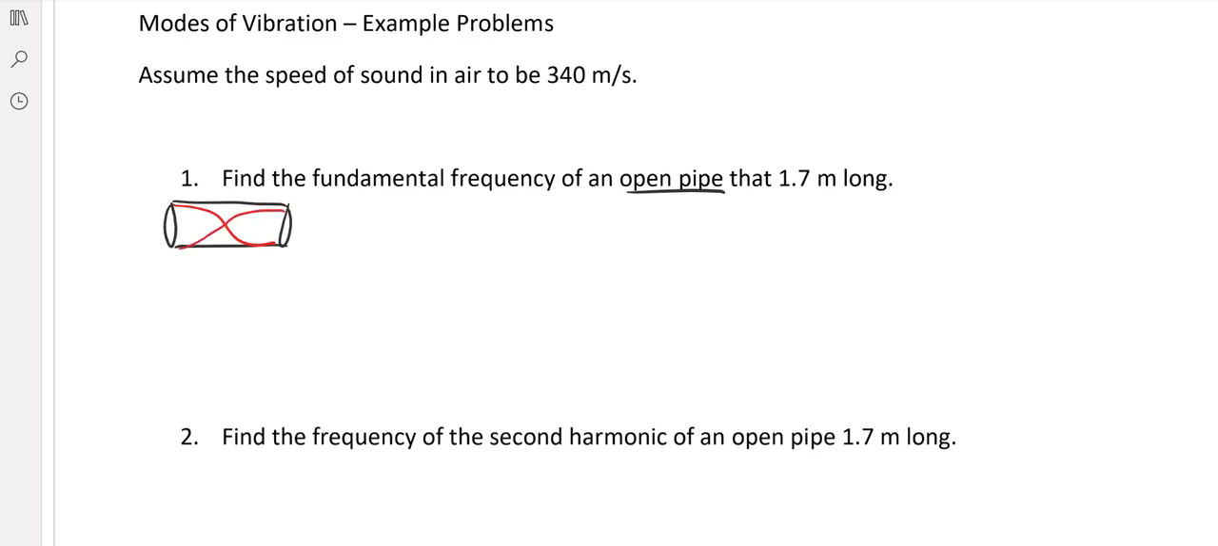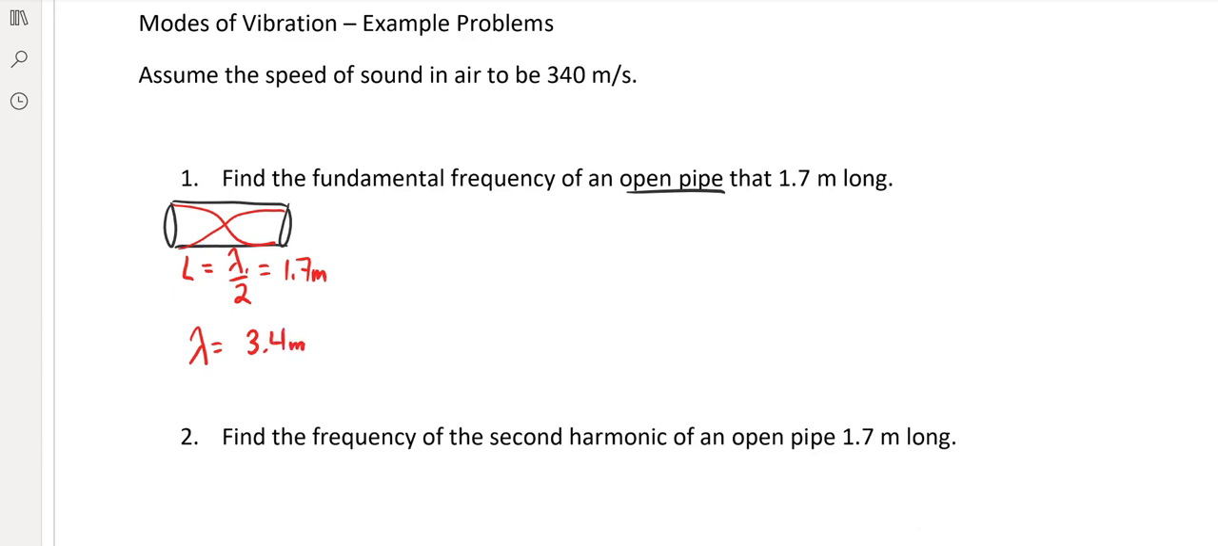the waveform looks like this. It's got antinodes at both ends. And we know that in this case, for the fundamental, the length is lambda 1 over 2. The length of the pipe is half the wavelength. And if we know that that length of the pipe is 1.7 meters long, then multiplying both sides by 2, we get the wavelength to be 3.4 meters.